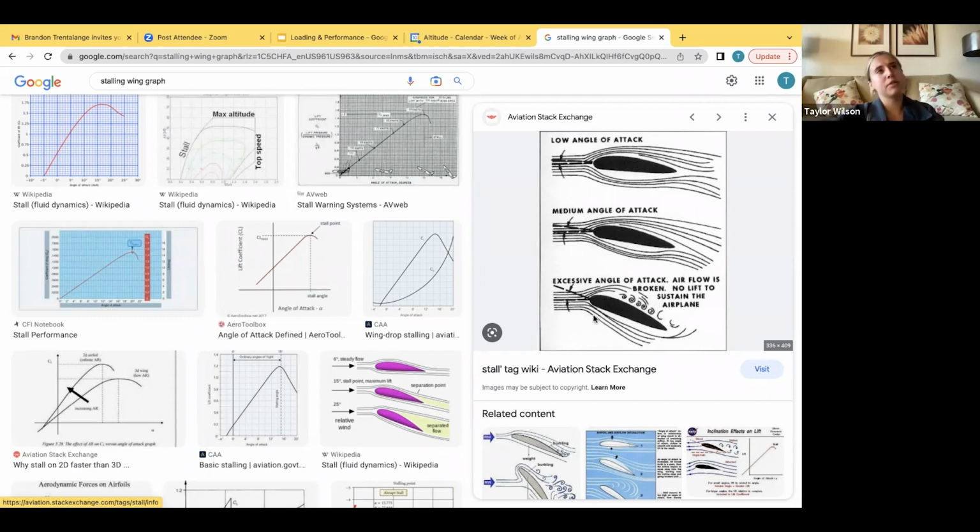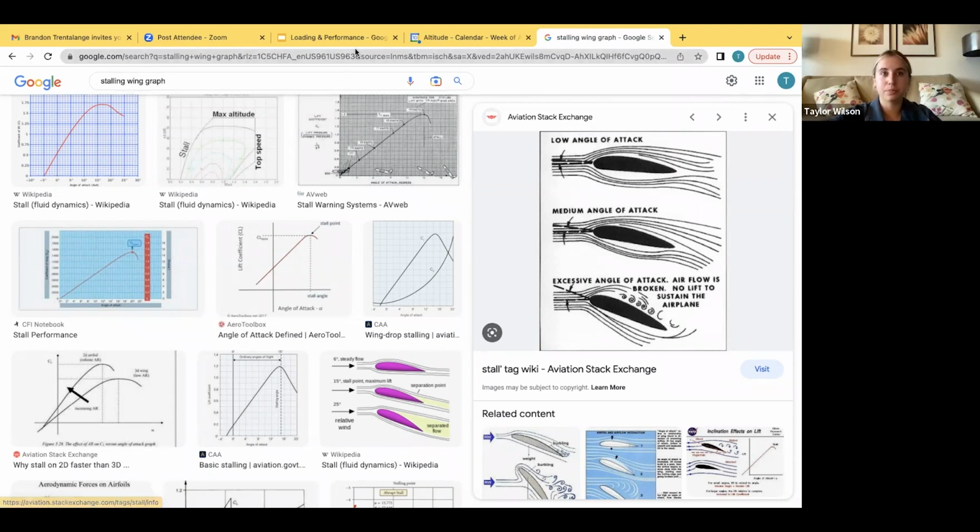Most of the time that critical angle of attack is between 16 and 18 degrees. It's not important to know the exact degree because it's going to be different per aircraft, but it's somewhere within that range. So all that needs to occur for a stall to happen is that you exceed that critical angle of attack.